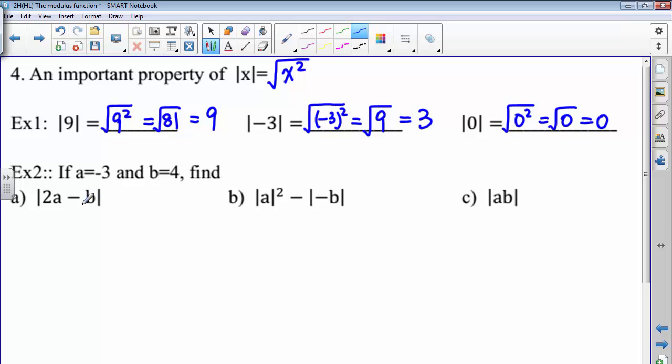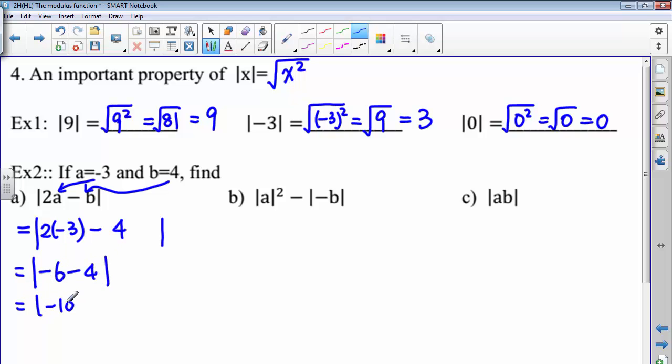Okay, let's look at example 2. If I know the A value is negative 3 and the B value is 4, find each value. The first one is the absolute value of 2A minus B. What I need to do is just plug negative 3 in for A and 4 in for B. In the modulus symbol, I replace A with negative 3 and B with 4, and we get negative 6 minus 4, which is negative 10, in the modulus symbol. The modulus of negative 10 is positive 10.